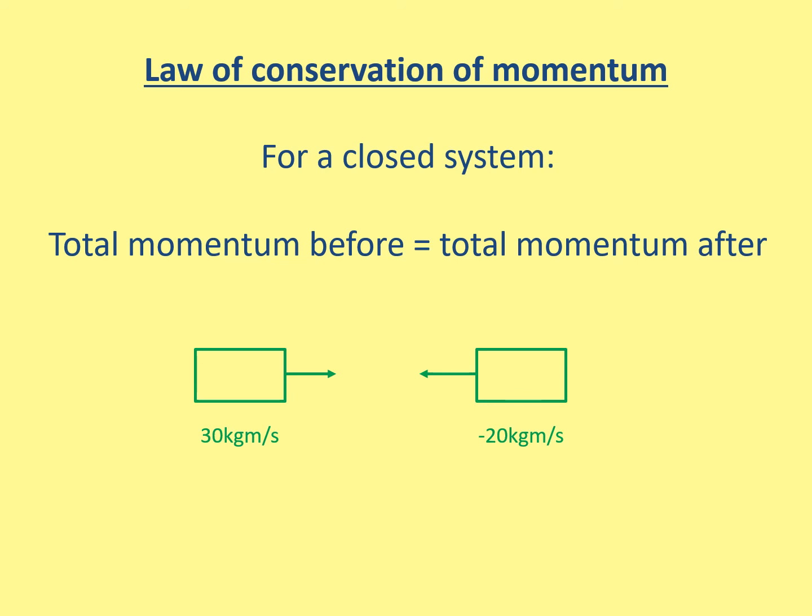Nothing's ever lost and nothing's ever gained. Whatever momentum you had before, you must have the same total momentum. So each object might change, an object might gain or lose, but in total, the total momentum will stay the same. We'll have a look at a couple of examples in the next slide.